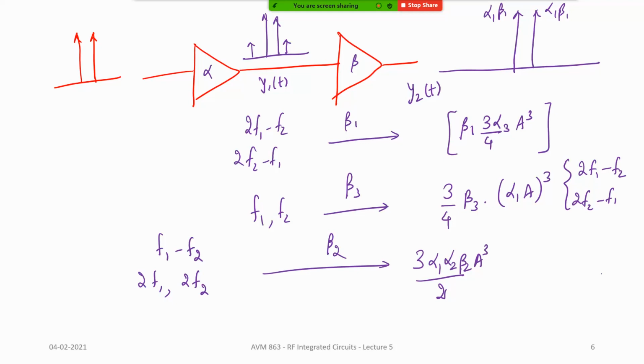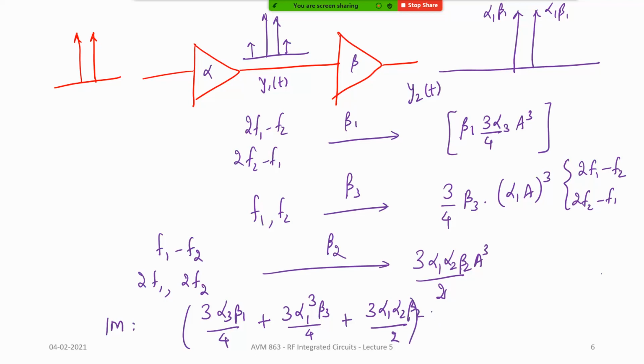Okay, so now the coefficient of the IM terms is going to be the sum of all these things. What are these things? It is 3 times alpha 3 beta 1 by 4, which we had first, plus 3 times alpha 1 cube beta 3 divided by 4, the second one, plus 3 times alpha 1 alpha 2 beta 2 divided by 2, the whole thing into a cube. All right. Now these are the IM terms, right?